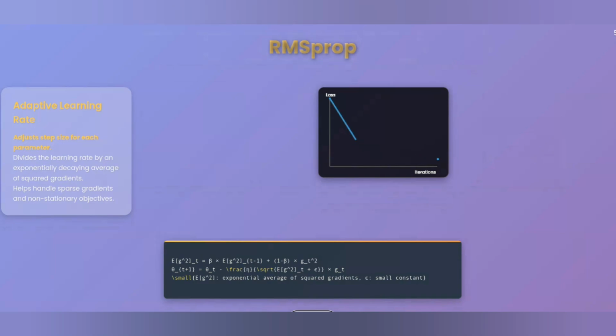Notice our animation. See how it takes different size steps? Large steps initially, then smaller, more precise steps as it approaches the optimum. This makes RMSprop particularly good with sparse gradients like in NLP, non-stationary objectives, and problems where different parameters have different scales. It's like having a smart cruise control that adjusts speed based on road conditions.